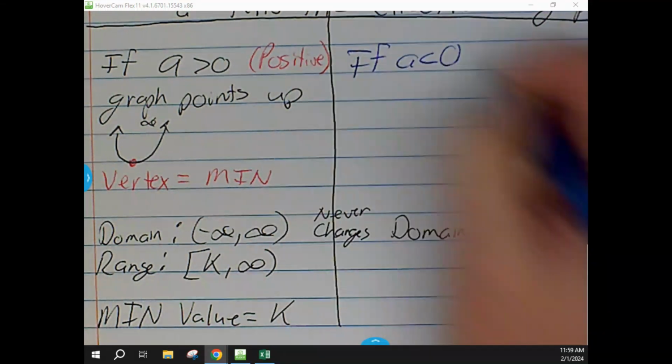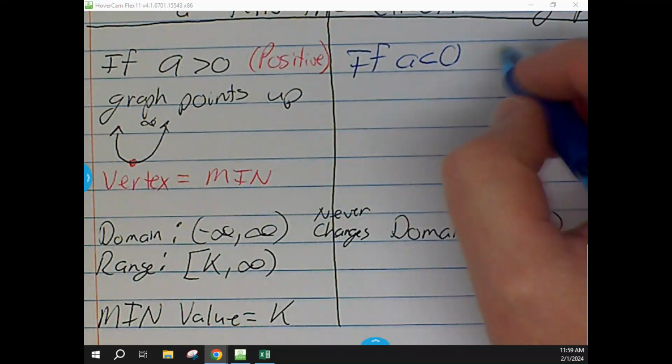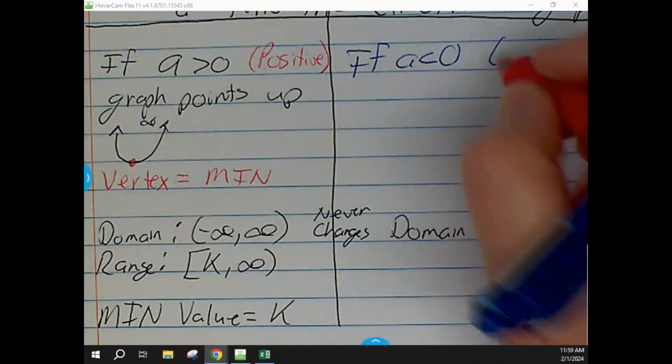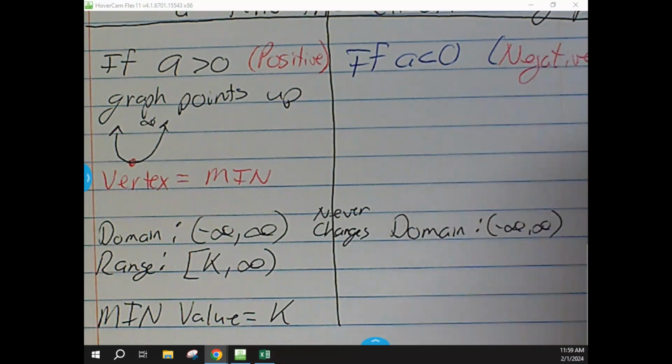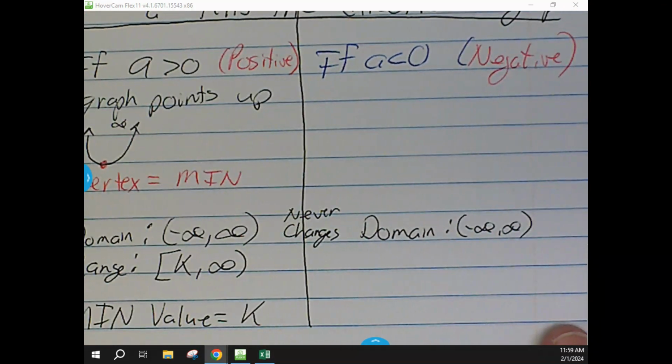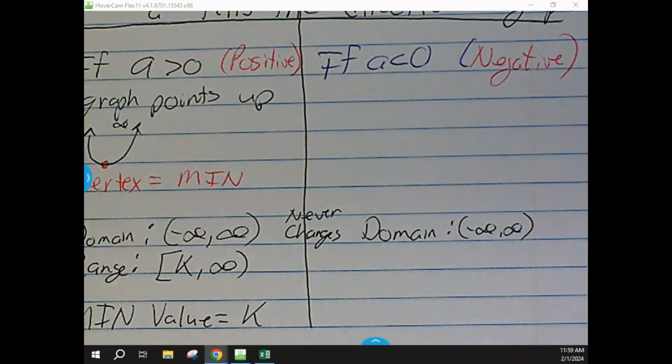Okay, and if the A value is less than 0, so if it's negative, then basically everything is kind of backwards. The graph points down.